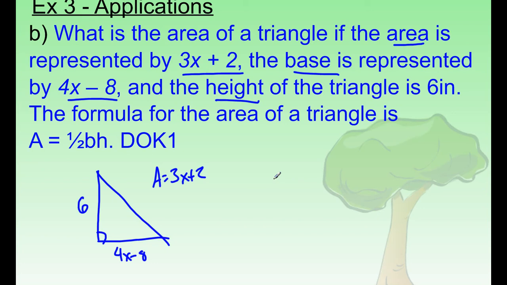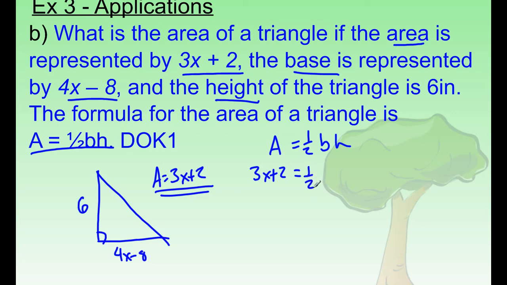The only other information the problem gives us is this formula, which I think is going to come in handy, because watch this. If we take area equals 1/2 the base times the height, I could plug something in for every single one of those variables. I know that the area is 3x plus 2. I substituted 1/2, I'll leave it as a fraction. I know the base of the triangle is 4x minus 8, and I know the height of the triangle is 6.